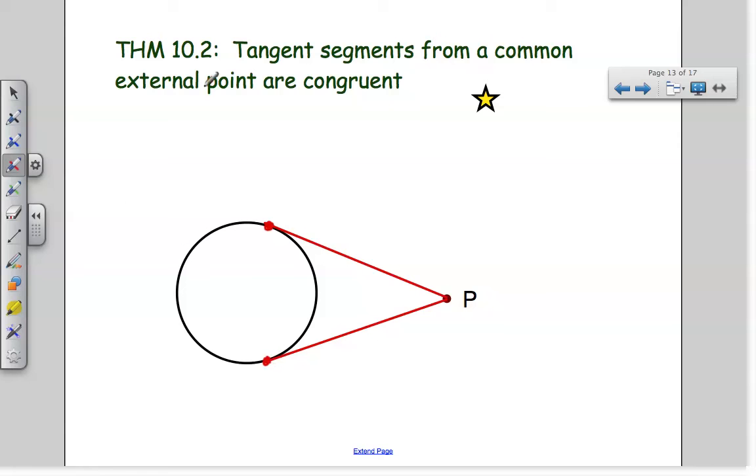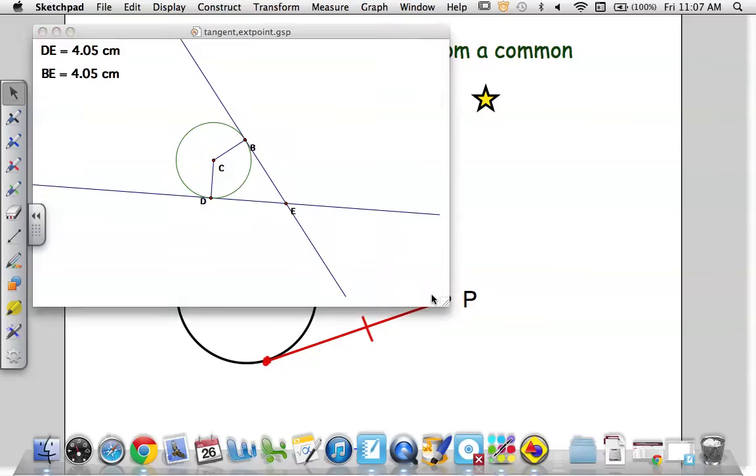Both tangent because they both intersect at just one point. And the cool thing about these segments, they are congruent. There's only 2 tangent segments you can do from any external point, and they do have to be congruent. I'll prove that to you in Geometry Sketchpad here.